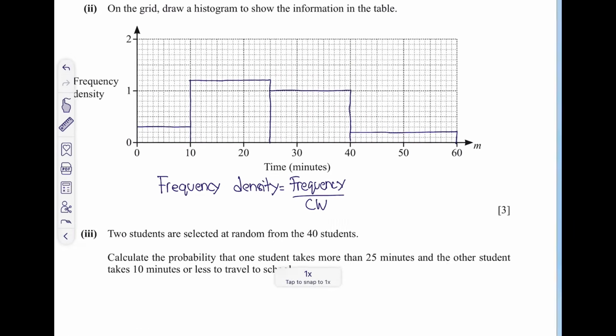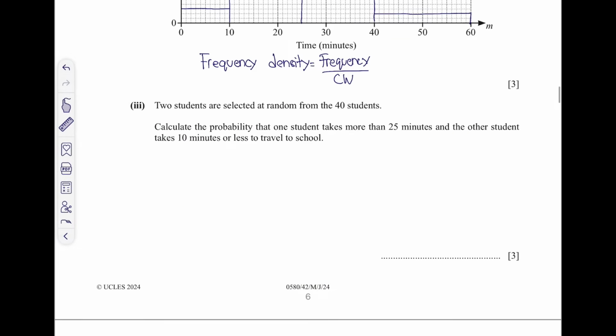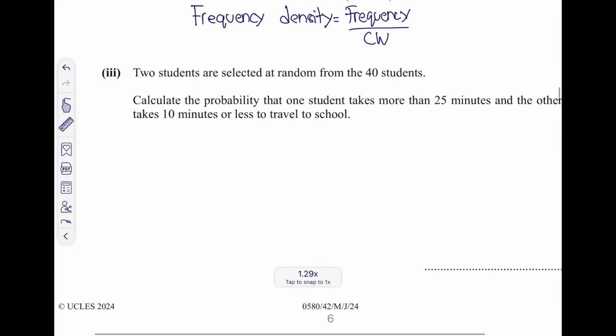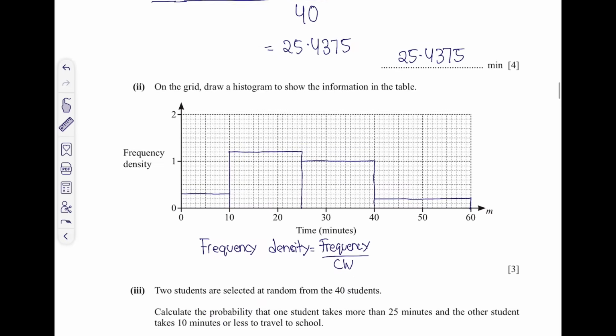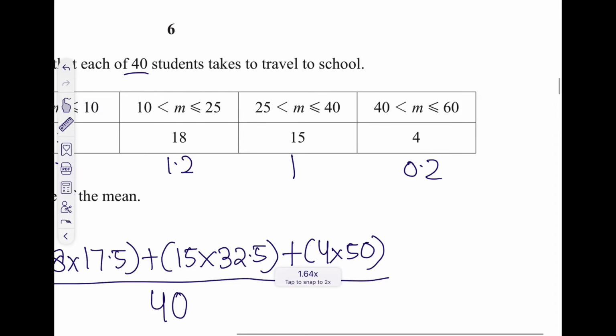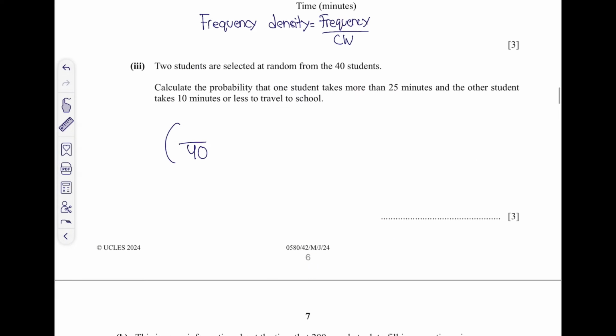Alright, let's say that 2 students are selected at random from the 40 students. Here is the probability that one student takes more than 25 minutes and another student takes less than 10 minutes to travel to school. Now the total number of students is 40. How many students take more than 25 minutes? That would be these ones, because this is starting at 25. So 15 plus 4, which is 19. So 19 over 40. And we're going to multiply this.